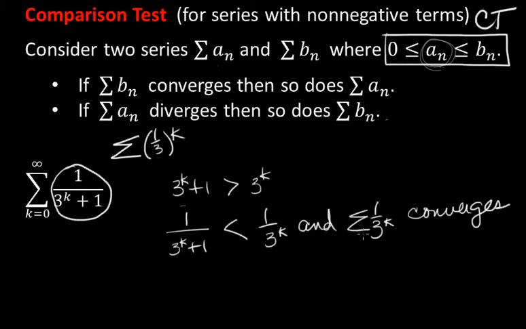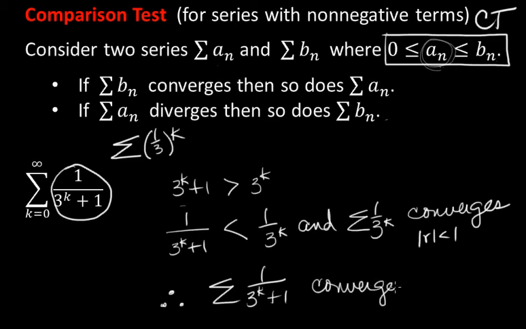And you justify why you know that, and it's good enough to just say the absolute value of r is less than 1. That tells me you knew it's geometric and that r was 1/3. Okay, so a sub n is less than or equal to b sub n, and sigma b sub n converges, so I can just conclude, therefore, sigma 1 over 3 to the k plus 1 converges by CT, the comparison test.